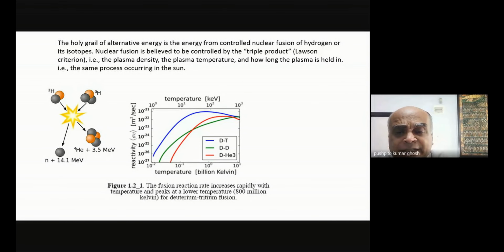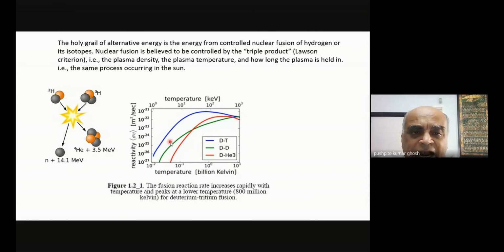Now, this plot over here basically tells you the probability of a reaction happening, this nuclear fusion reaction. Obviously, if it is 10 to the power minus 21, it means that it is a million times more probable than 10 to the power minus 27. So this is the probability of this reaction taking place. Now, what will that probability depend on?